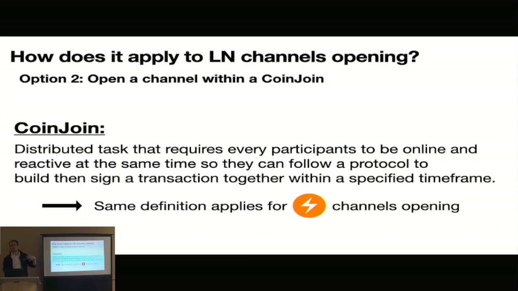Let's go back one step and try to see the definition of a CoinJoin. What is exactly a CoinJoin? Well, it's a distributed task, because it's a multi-party transaction, several people together, that requires every participant to be online and reactive at the same time, because in a CoinJoin, there are different phases every client has to do to perform the transaction, and if any of them fails just one request, it fails for everyone. So it's pretty hard to coordinate, to perform. So they have to be reactive at the same time. They follow a protocol, in this case WabiSabi, and then sign the transaction together, and all of this in the specified time frame. Exactly the same for Lightning. It's the same problem. Two nodes collaborate together, following a protocol. They sign a transaction within a specified time frame, which in the case of Lightning, by default, is 10 minutes. So because the problems are the same, they can be easily merged.